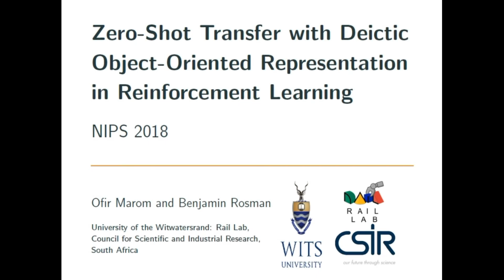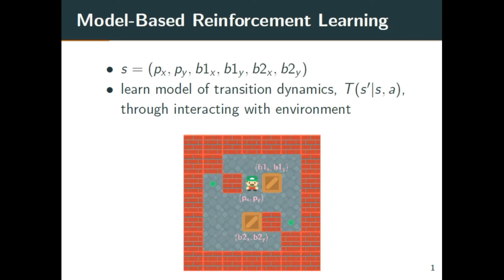Hi everyone, this is a presentation on the paper entitled Zero-Shot Transfer with Deictic Object-Oriented Representation in Reinforcement Learning. Consider the following Sokoban task with 6 state space variables.